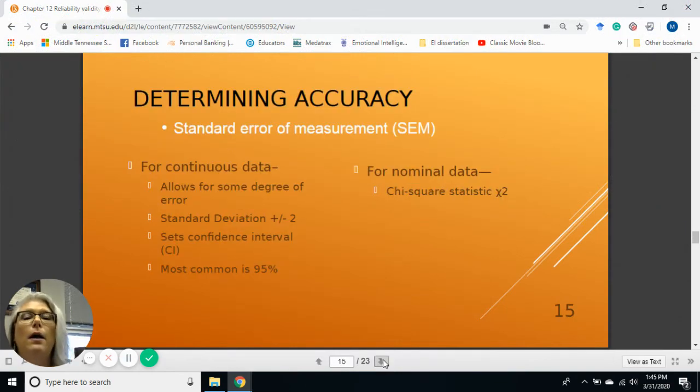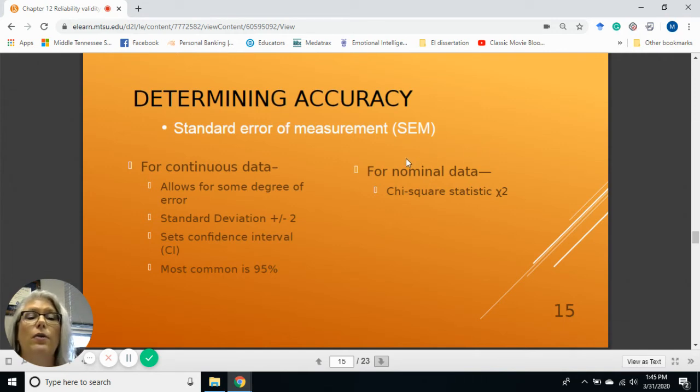Okay, moving on. So determining the accuracy, the standard error of measurement. So we use the SEM, and that's a mathematical equation. You don't have to know the mathematical equations, but it does allow for some error. And there's a standard deviation there. We'll talk a bit more about standard deviation in the next chapter. We want our confidence interval usually at 95%. So that's important to know when you're looking at the next exam, that our confidence intervals are 95%. So we want to only have about 5% error in our measurements. So we want it to be really strong.